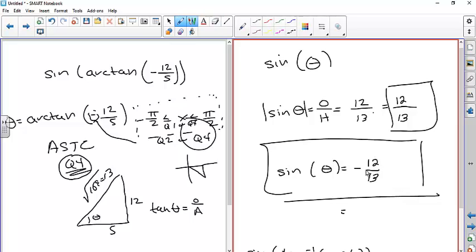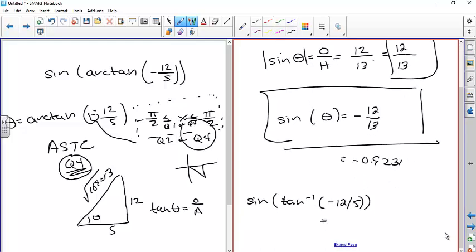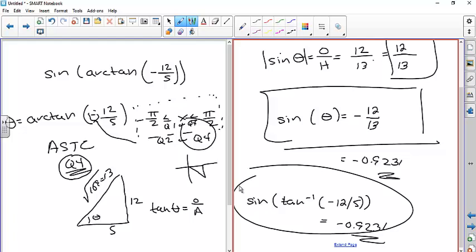So if I do that, negative 12 divided by 13, I get negative 0.9231. And when I did it in just one statement, I get negative 0.9231. So they are the same. But again, you can use this to check your answer in your calculator. But I want to see the work where you create a triangle.